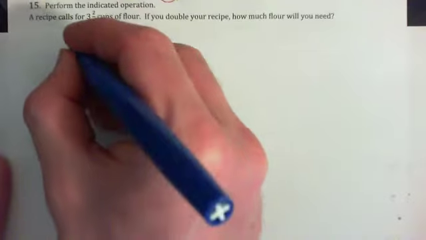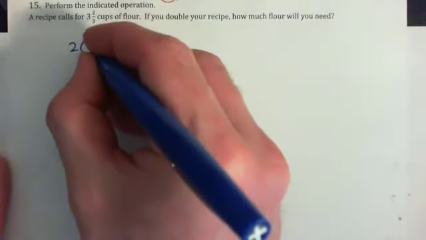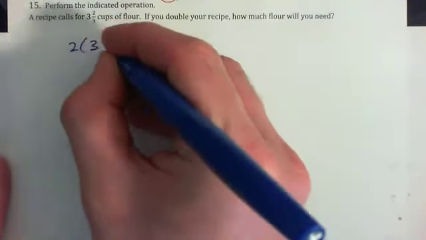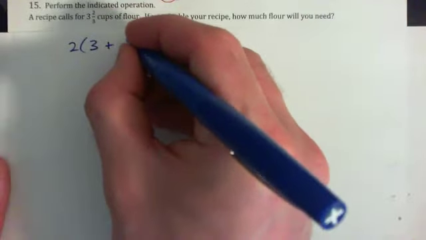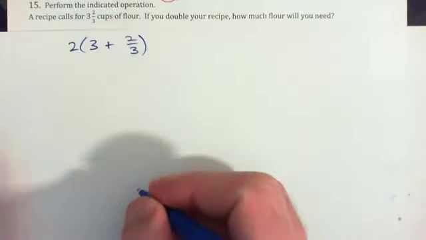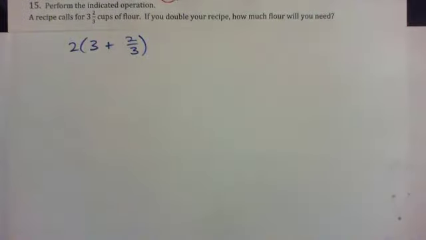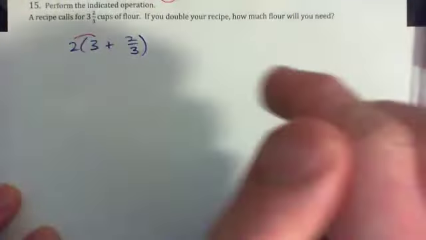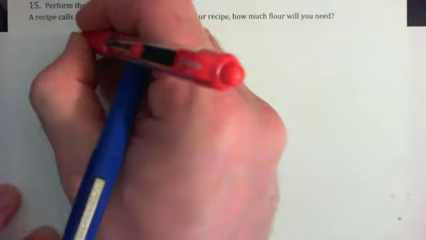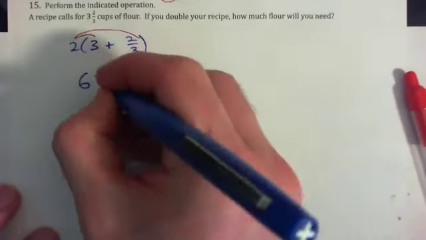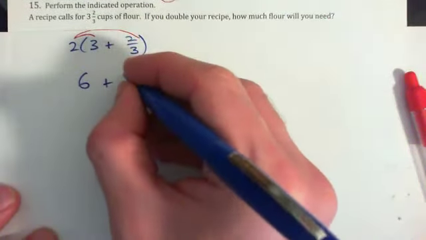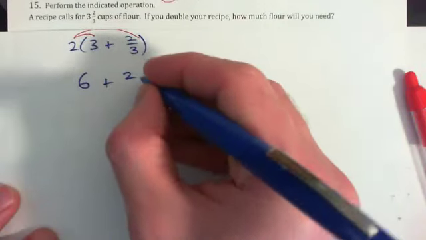So we need to multiply it by 2. Now 3 2/3 is the same thing as 3 plus 2/3. See that? So we can go 2 times 3 plus 2/3, right? And what we're going to do is, in fact, the distributive property. We're going to double this, right? So we can go 2 times 3 is 6, and then 2 times the 2/3. And that would be 2 times 2/3.